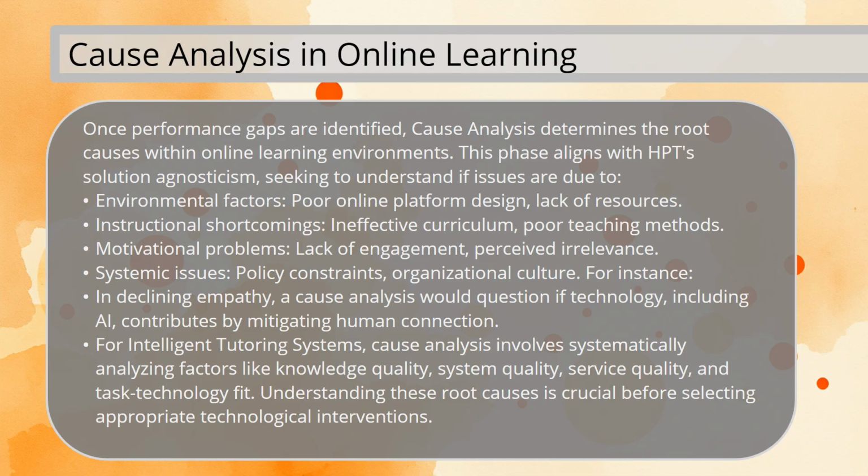Or when looking at intelligent tutoring systems, cause analysis involves systematically breaking down factors like knowledge quality, system quality, service quality, and how well the task fits the technology, all of which influence student outcomes, as Yu et al. found in 2024. Understanding the root causes is absolutely crucial. It's the foundation on which we can select the most appropriate and effective technological interventions.